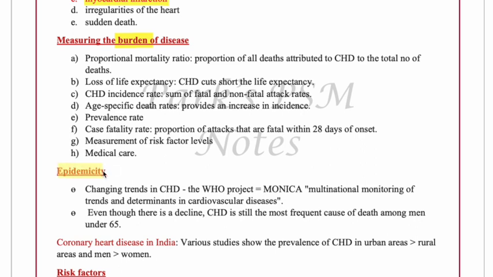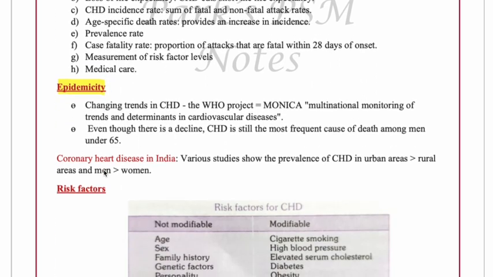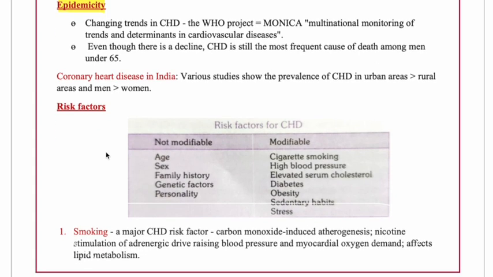Next, we will deal with the epidemicity of the disease CHD. So, there are changing trends in the incidence and prevalence of CHD. That is, countries where CHD was an epidemic earlier are now showing a decline, and earlier it was a disease of the higher social classes, which has changed now. Now the disease is seen among the low income community also.